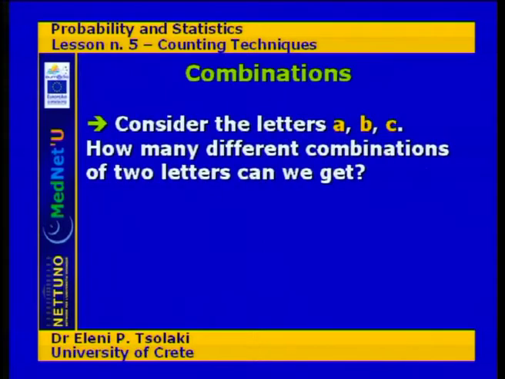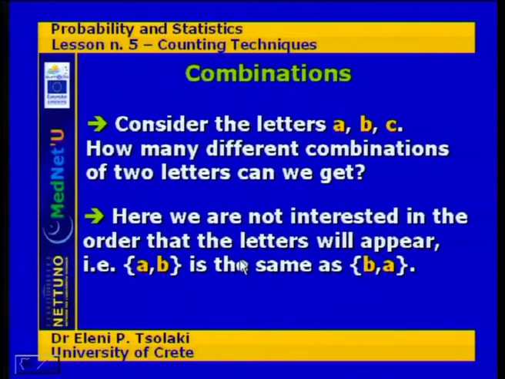Combinations. We consider the letters A, B, and C, and we want to see how many different combinations of two letters we can get. Now in this case, from now on, the word combination will be used only when we are not interested in the order that the letters will appear. So for example, AB is the same as BA.